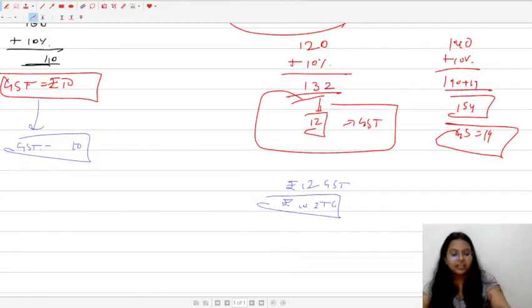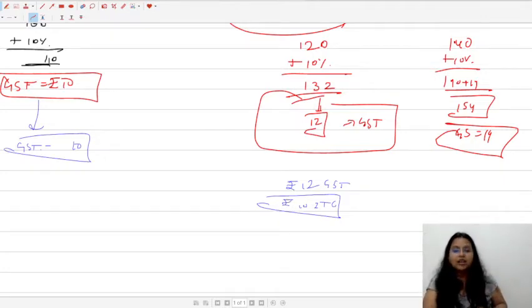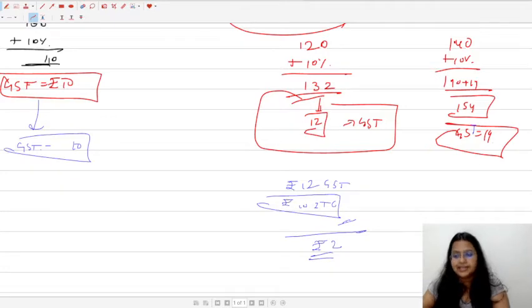It means whatever amount we have paid as GST to our seller, from whom we have purchased the product, it is our ITC, that is input tax credit. So he said, I will take the credit of this input tax and now I am going to pay you rupees 2 as GST.